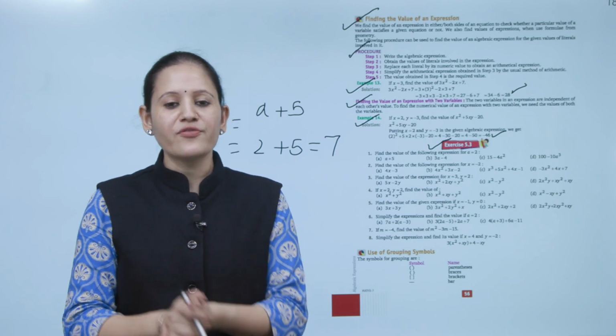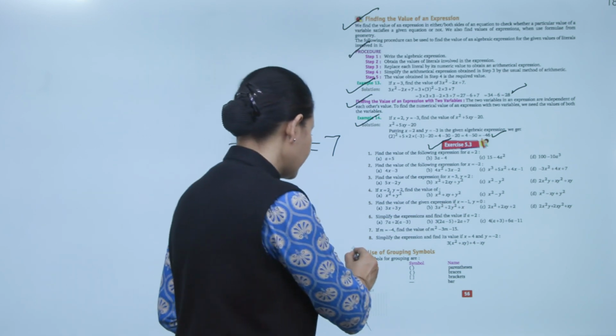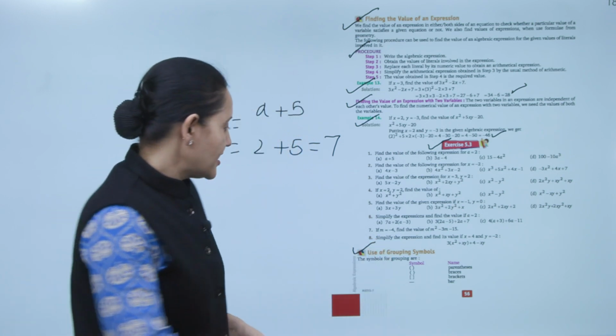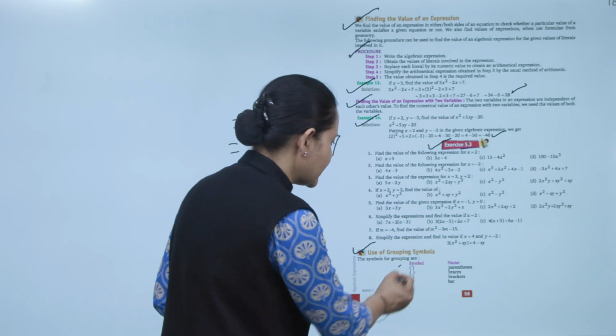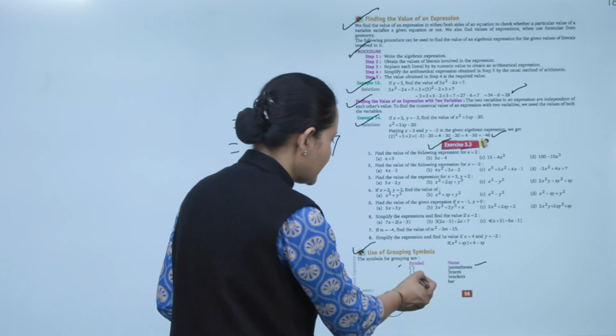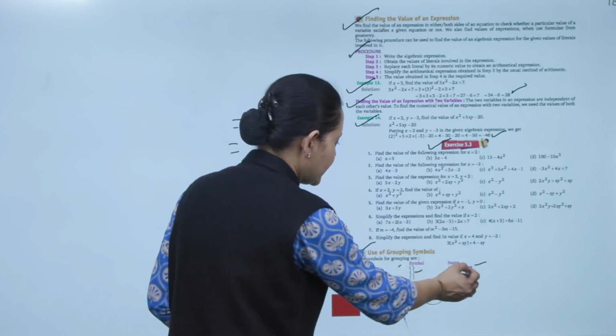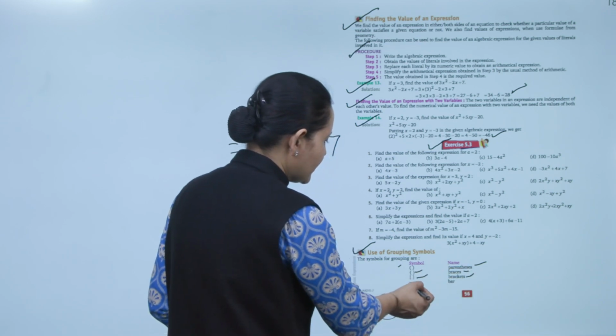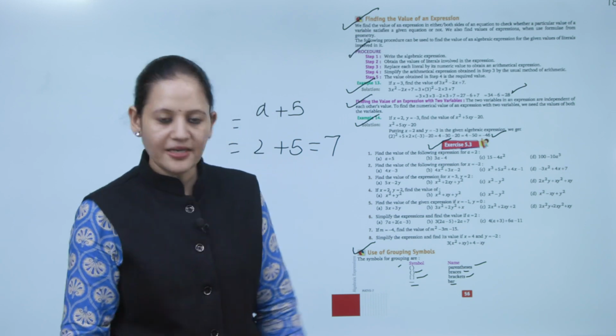Next is use of grouping symbols. The grouping symbols are this symbol, that is parenthesis, this is braces, this is brackets, and this is bar. Clear?